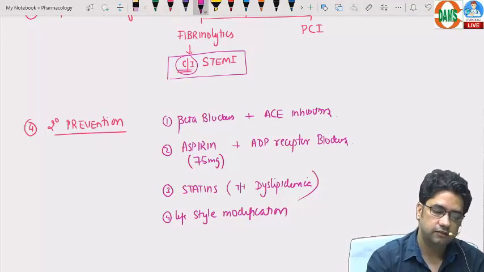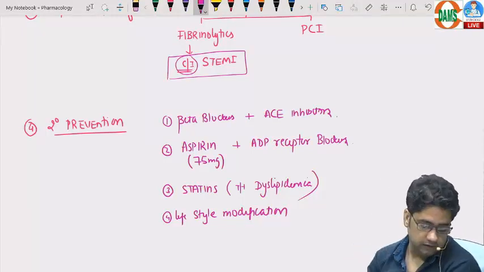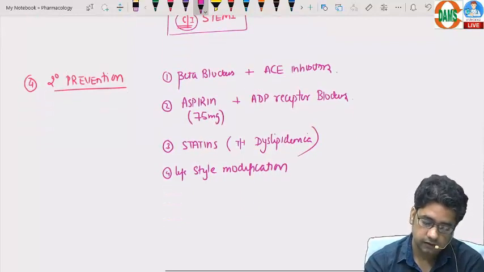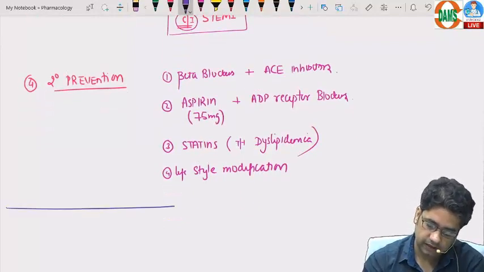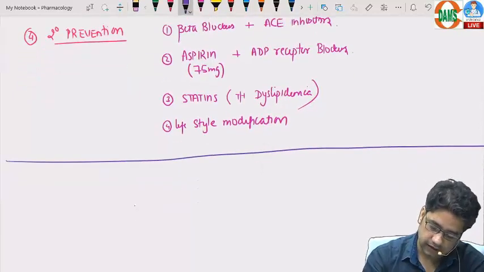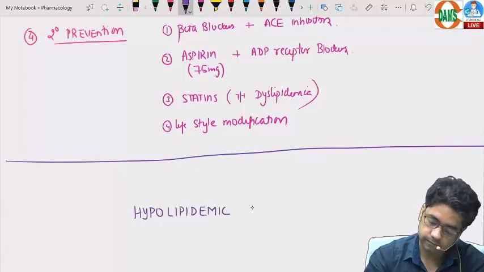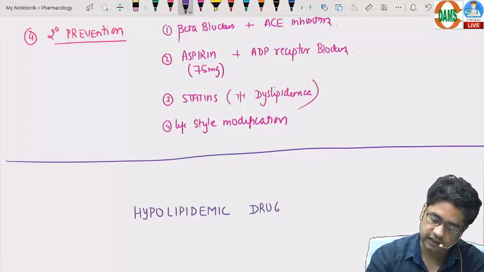So let's start with the last topic of the blood, the drugs which reduce lipid level. The drugs which reduce lipid level are known as hypolipidemic drugs. तो अब हम स्टेटिन्स वगैरह पढ़ेंगे.